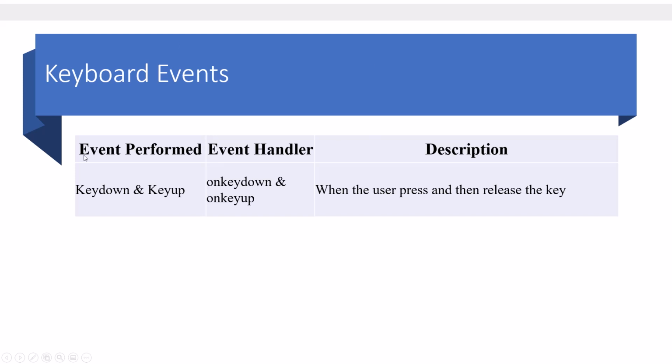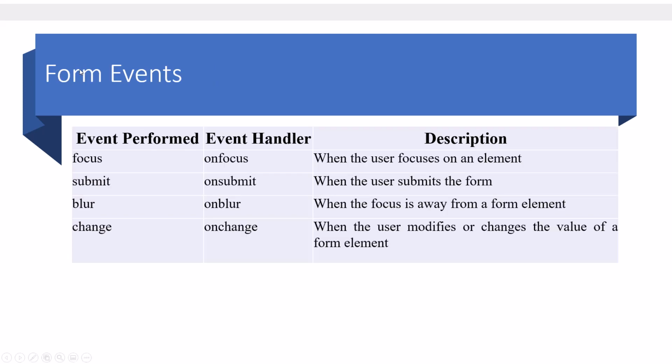The next type is keyboard events. We have seen the mouse events; now the keyboard events. In the keyboard events, we have keydown and keyup. Using these keys on the keyboard, we can perform these events. The handlers used are onkeydown and onkeyup. When the user presses and then releases a key, we use these handlers and these events are performed.